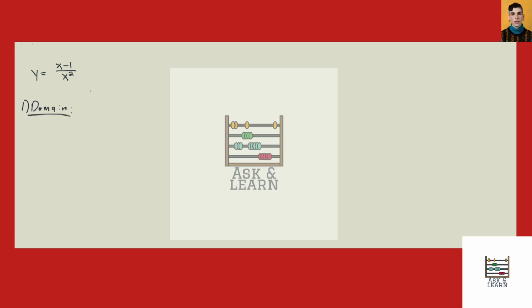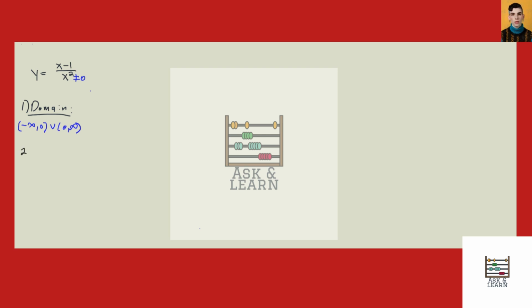Remember, the domain tells us where the function is defined, and for rational functions, we just need to make sure that our denominator is not equal to 0. So x squared not equal to 0 just means x can't be 0. I'm going to write it underneath. Our domain is all real numbers excluding 0, so negative infinity to 0, union 0 to infinity.